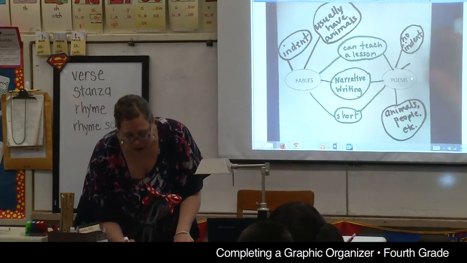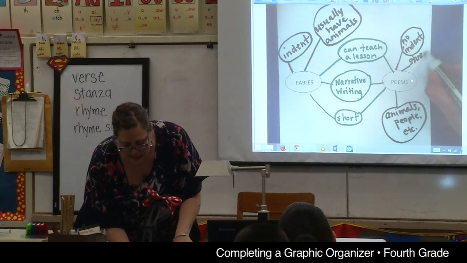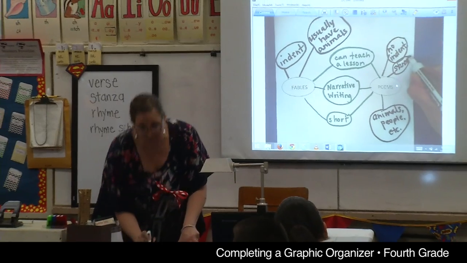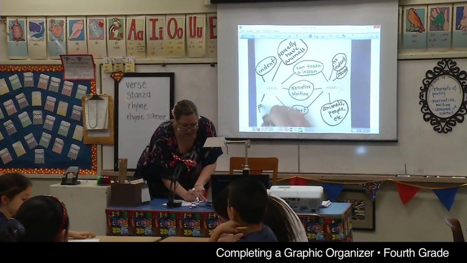Andrea: Poems have stanzas and fables have paragraphs. I'm so glad you used our academic words. So poems have stanzas. If you didn't include that, include it now. And fables have paragraphs.